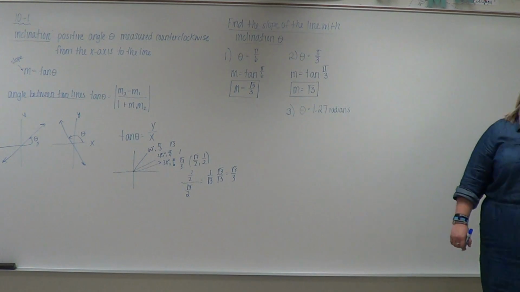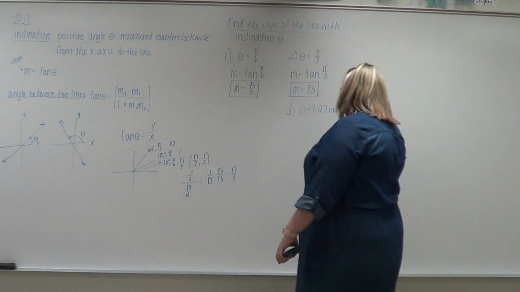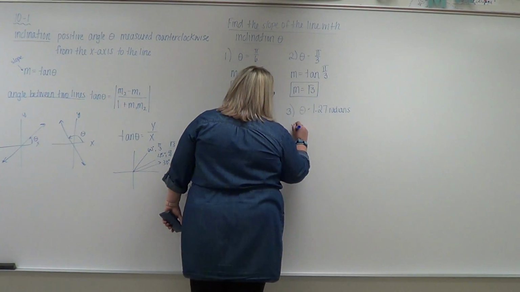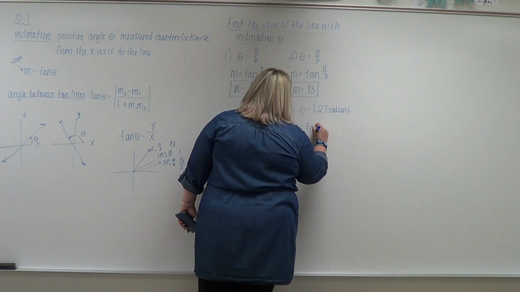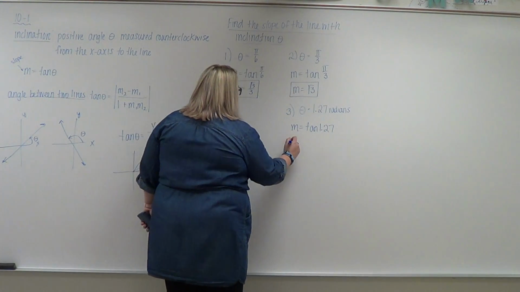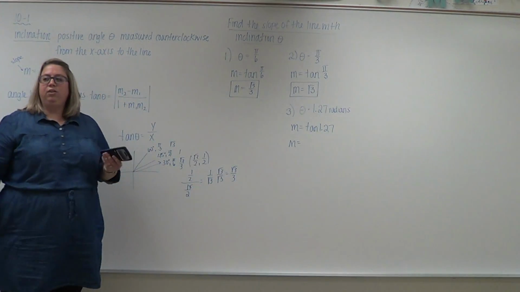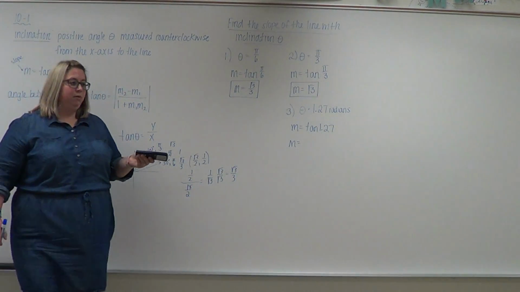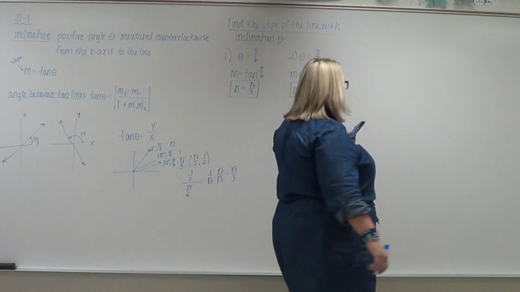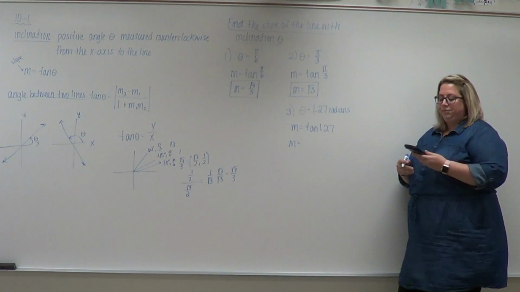1.27 radians is not perfectly on your unit circle. If I want to find the slope, I'm still going to do tangent of my angle. But this isn't going to come out perfectly, so you're going to have to use your calculator. My calculator is set up in degrees, so before I can plug this in, I have to change my calculator to radians, because the angle they're giving you is in radians.